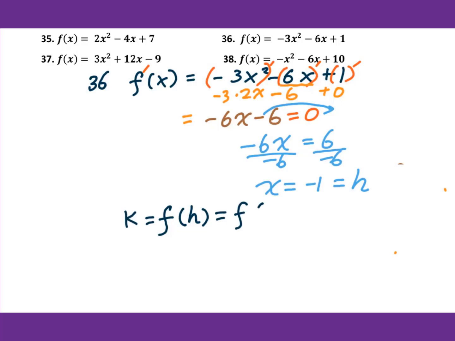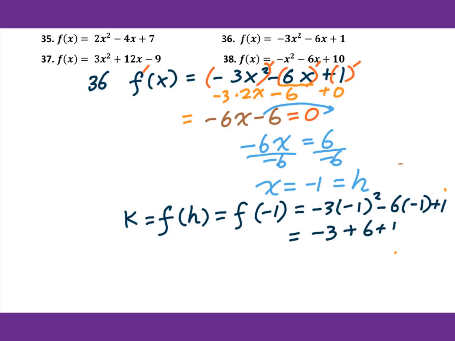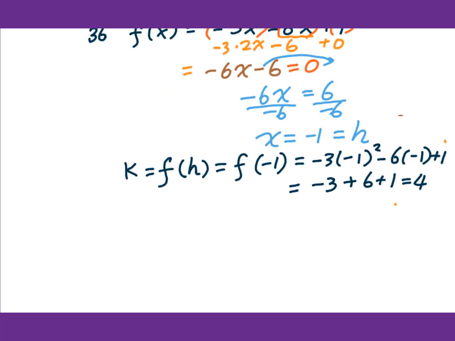Now we plug into the function to get k. f of h means f of negative 1. So we plug negative 1 into the function. We got negative 3 times negative 1 squared minus 6 times negative 1 plus 1. So we got negative 3 plus 6 plus 1 equals 4. In other words, we got (negative 1, 4). That is (h, k).